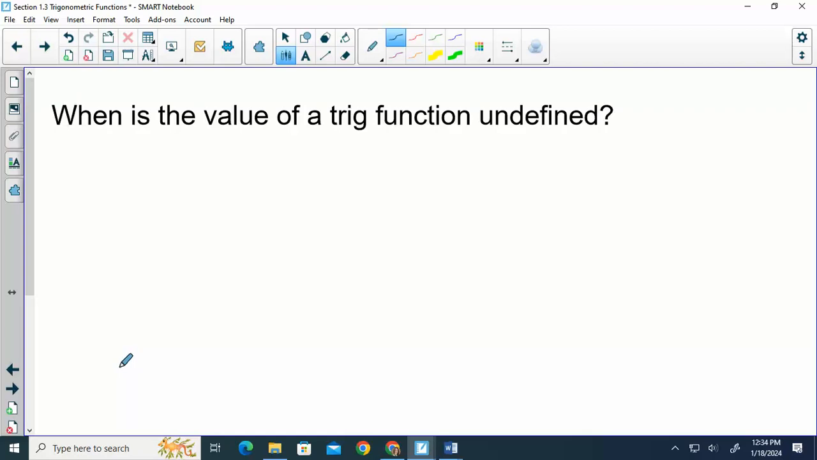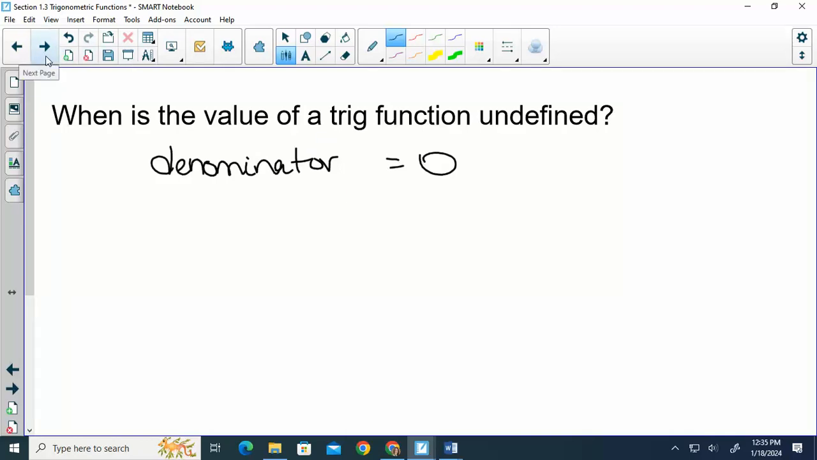When would a trig function turn out to be undefined? Over 0. If the denominator is 0, then our function would be undefined. The only place where we would have a denominator of 0 is if it was a point on the x or y axis. We call those quadrantal angles, if they end on an axis. Those would be the only scenarios where we might end up with undefined functions.